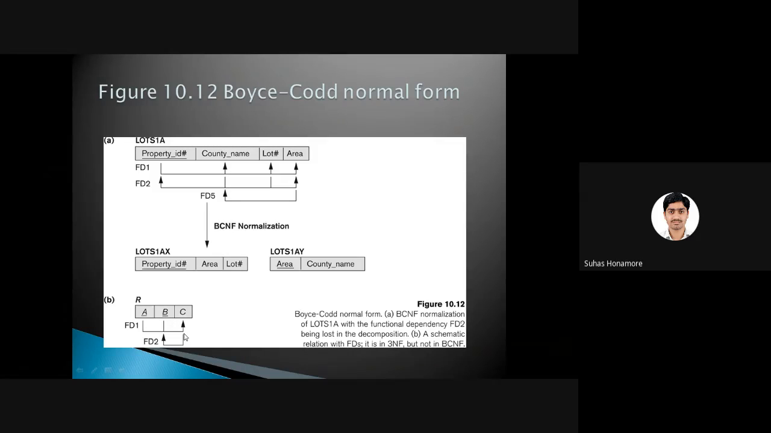But is it there in BCNF? If you saw, for C to B, whatever this FD is, this is my X, and it's not a super key. So this is not there in BCNF. Okay, so can we decompose this one?